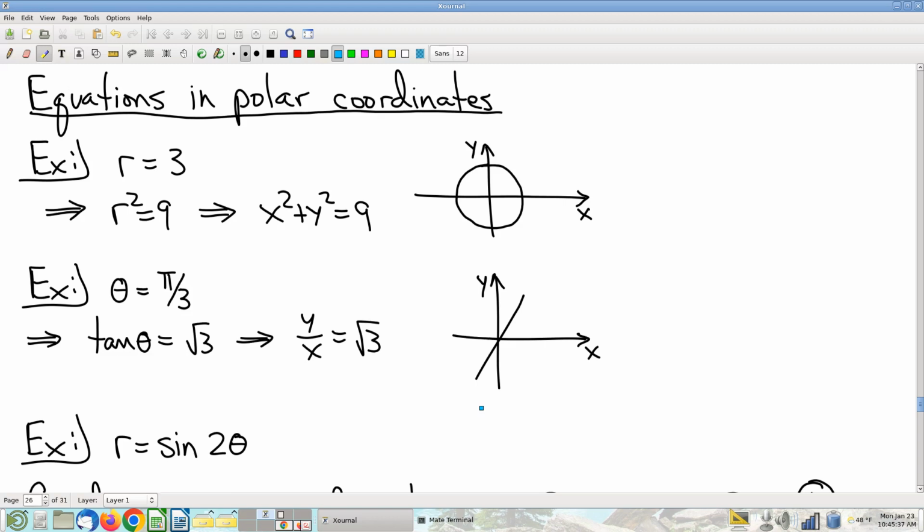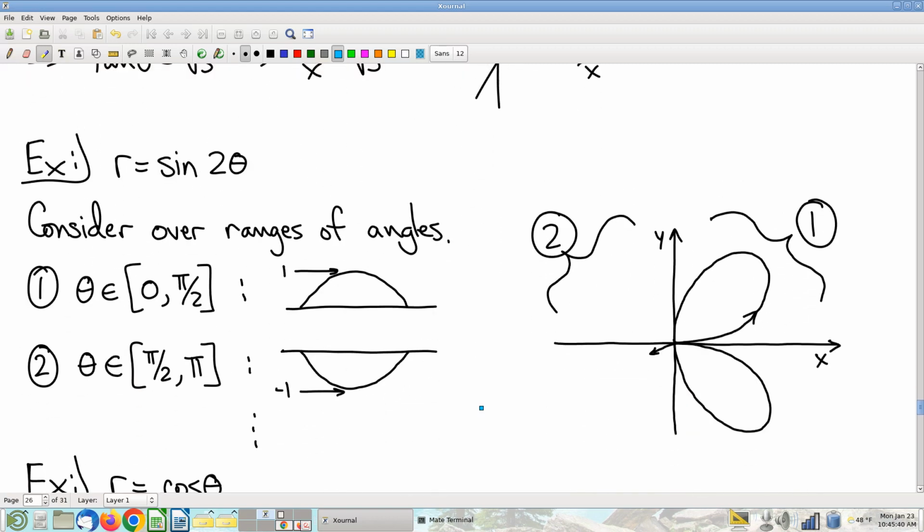Okay. Sometimes, no such luck. With this example here, you're going to have a hard time doing algebra in such a way that this will turn into something that you can recognize. So sometimes you just have to plot points, brute force. Kind of annoying. But anyway, here we go. When I do point plotting on an equation like this, I like to break up the problem into chunks of angles. So, for example, I'm going to start by looking at this range of values of theta, namely from 0 to pi over 2.